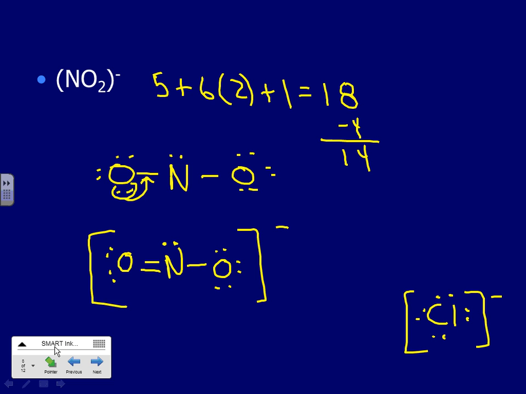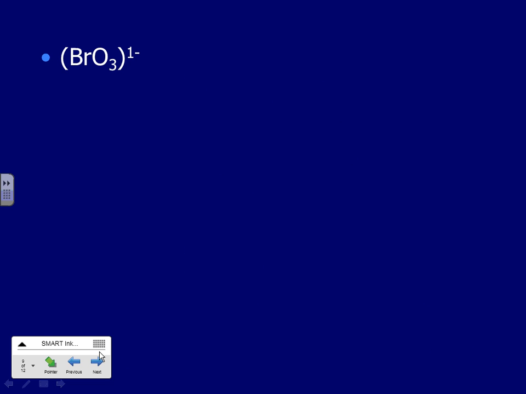So now we check again, make sure. 2, 4, 6, 8, 10, 12, 14, 16, 18. Excellent. Now we've got a proper structure. I lost those 2 electrons. It's a good check. All right? Let's keep going. We'll do some more.